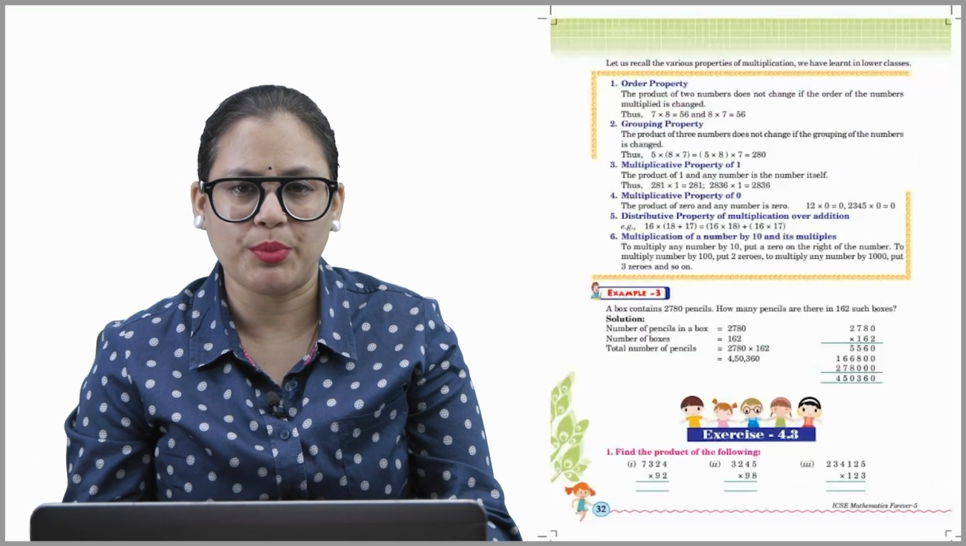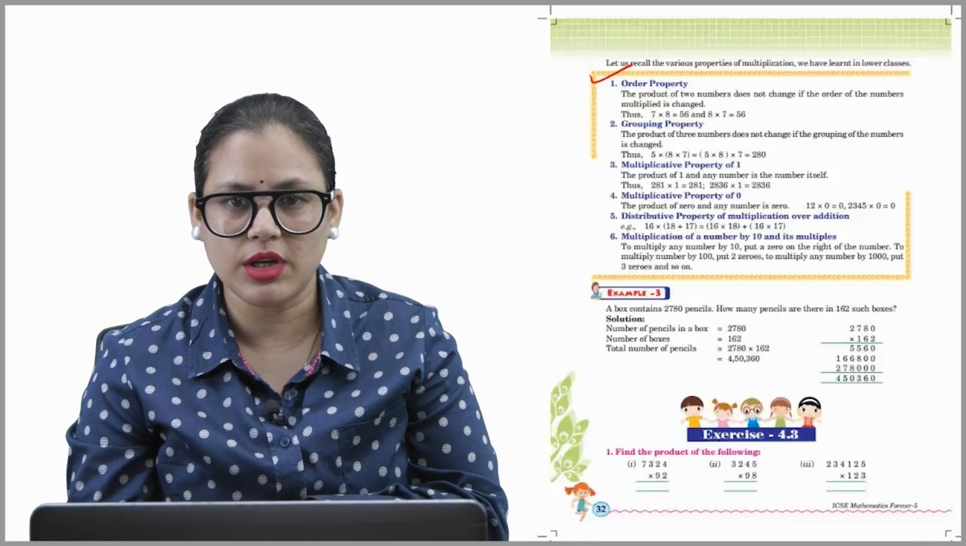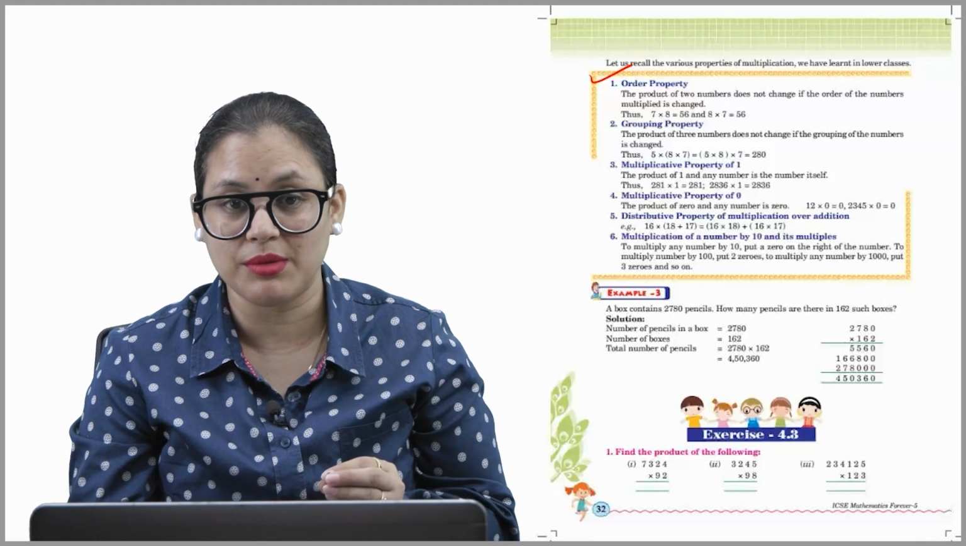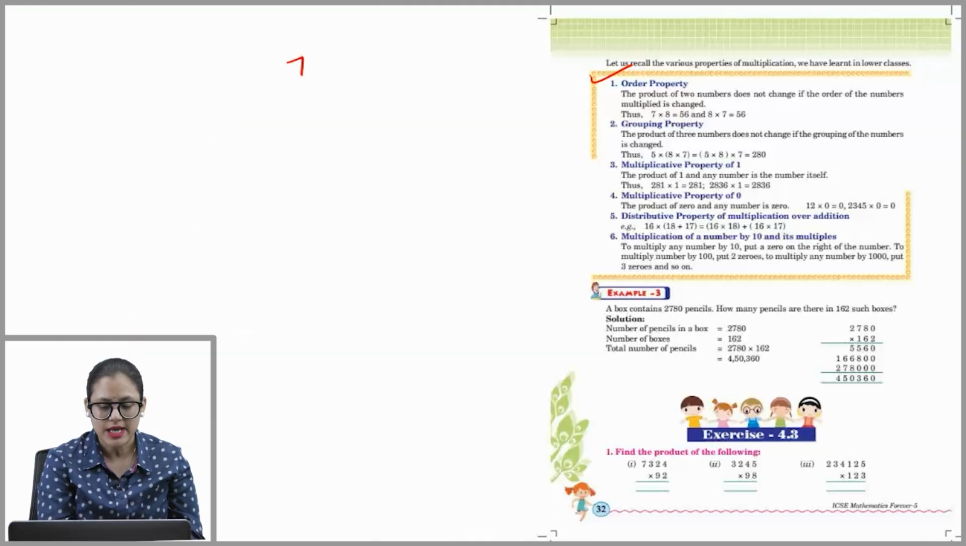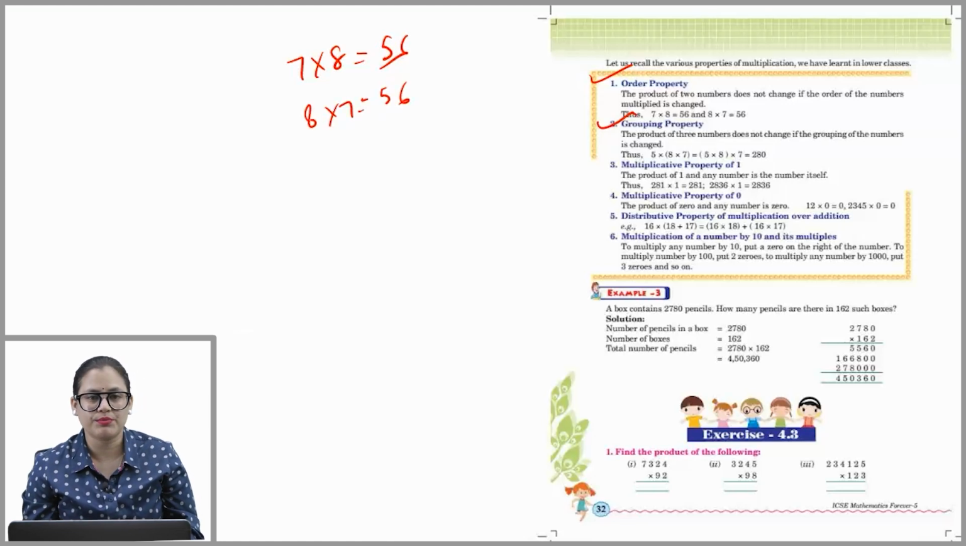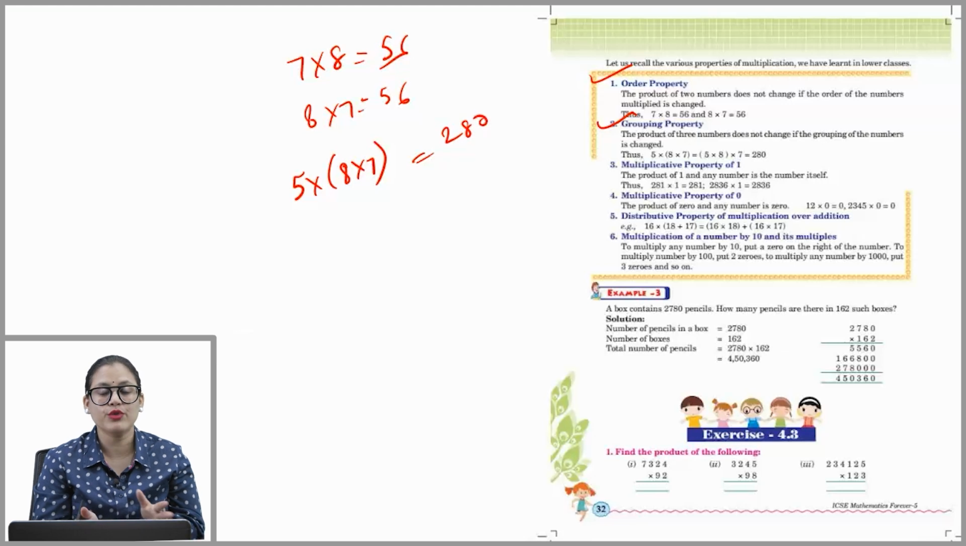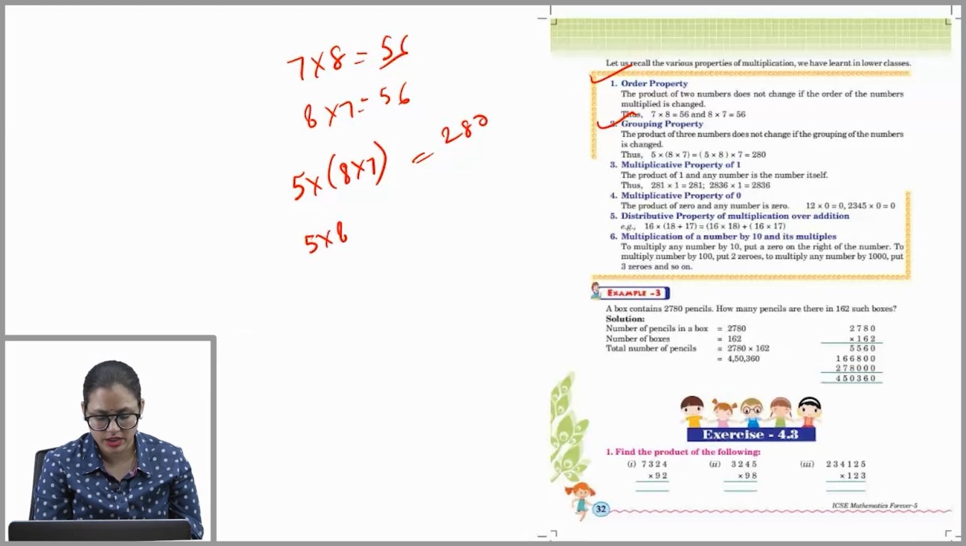Let us recall the various properties of multiplication we have learned in lower classes. Number 1, order property. The product of two numbers doesn't change if the order of the numbers multiplied is changed. For example, 7 into 8 is 56 and 8 into 7 is also 56. Number 2 is grouping property. The product of three numbers doesn't change if the grouping of the numbers is changed. See, 5 into 8 into 7 is equal to 280, and if you change the grouping, it is still 280.